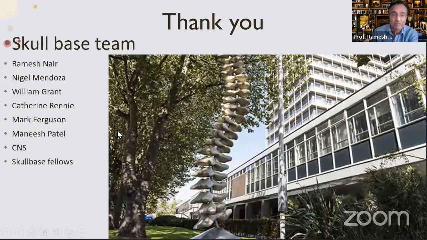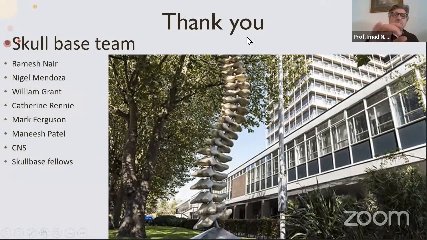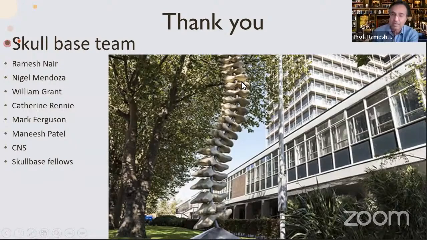This is my team here. Also you can see my hospital and the sculpture, which is the shape of a spine, and these small individual things are made in the form of a female torso stacked up like a vertebra. It's a famous sculpture called Com Femi. Thank you very much. I'm going to stop sharing.